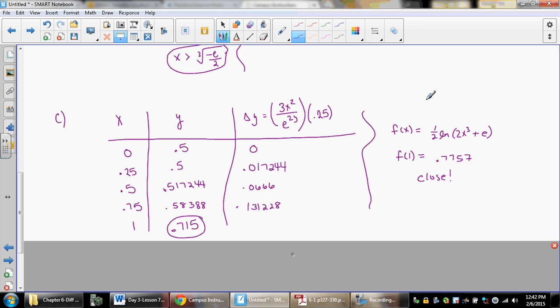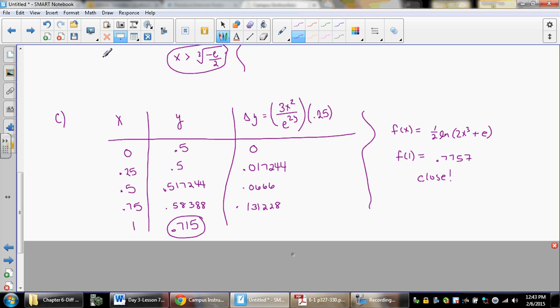And then over here, I took the function that we got, the solution curve. I plugged f of 1 into that and got 0.7757. So Euler's method says by the time you get to 1, y should be at 0.715. And the function said the actual answer is 0.7757. So Euler's, not too far off, like 0.06 off, which isn't terrible. Okay? So that is that.